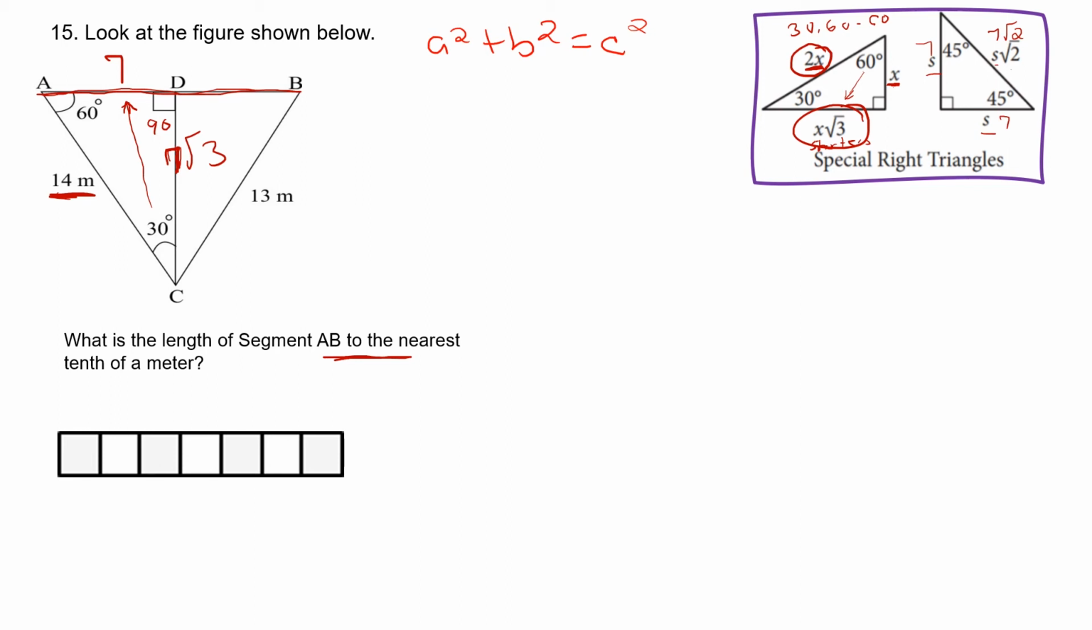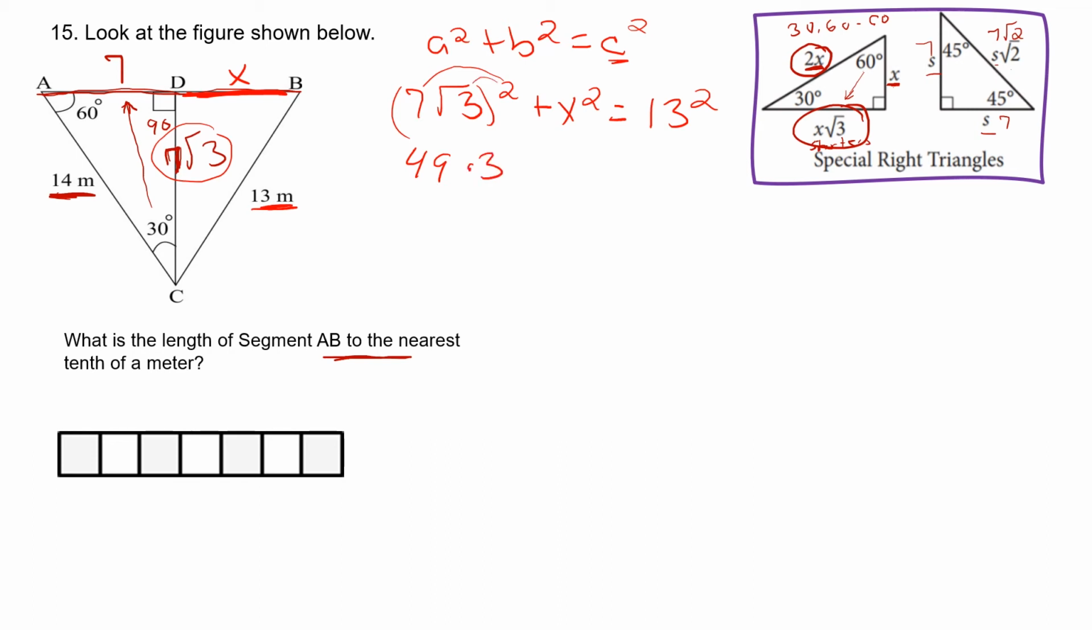So one of my legs is 7 square root of 3, or 7 times the square root of 3. And my other leg is DB, which is what I want to find here. I'm just going to call it X, so I don't have to plug in two letters there. So X squared, which is what I'm looking for. C is the hypotenuse. The hypotenuse of this triangle is 13. So that would be 13 squared. Now simplifying, 7 squared is 49. The square root of 3 squared is just 3.